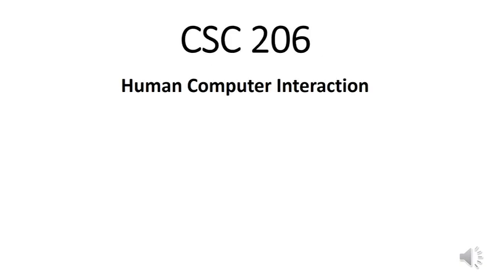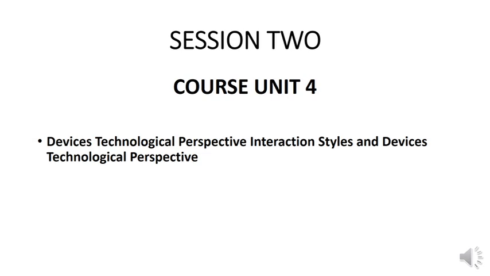CSC 206 Human Computer Interaction. And we are in section 2 of the course. We have treated unit 1, unit 2, unit 3, and this is unit 4: device technological perspective and interaction style.